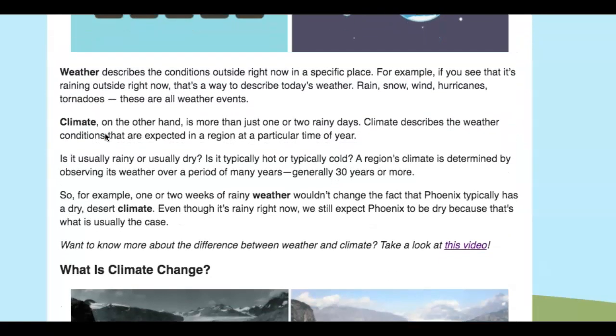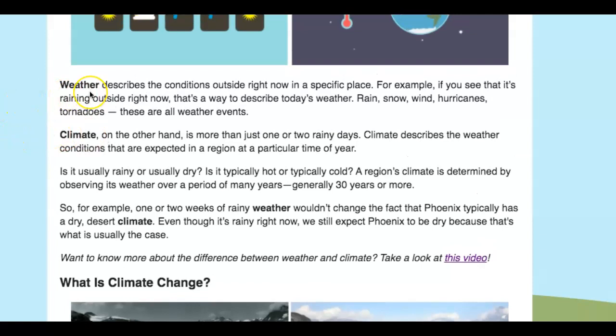Okay, so now we're going to go over some vocabulary. Weather describes the conditions outside right now in a specific place. For example, if you see that it's raining outside right now, that's a way to describe today's weather. Rain, snow, wind, hurricanes, tornadoes. We don't really get those, do we? These are all weather events.